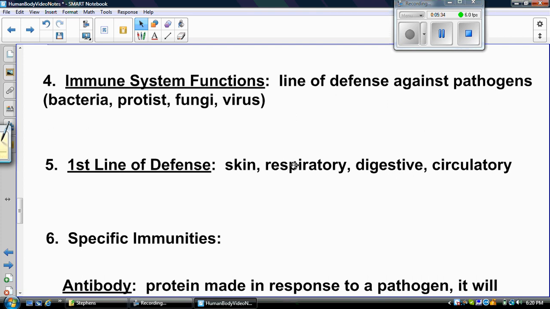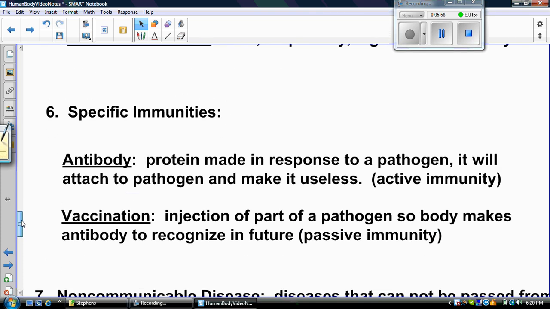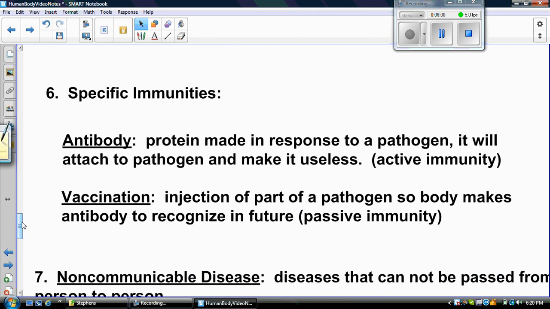That's what your respiratory system tries to protect against. Your digestive system, if you eat or drink something that has a bacteria or protist in it, probably tries to get rid of it before it can affect you. And in your circulatory system, you have the white blood cells that will specifically target pathogens and try to destroy them. Now, when you look at our immune system, there's certain ways that we can develop immunities.